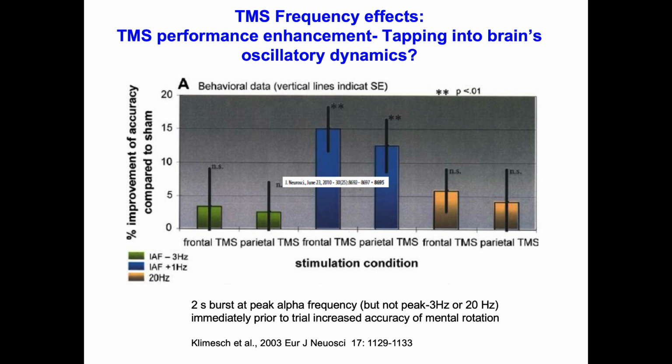And what they found was the accuracy in the task increased quite dramatically. 15% is pretty good. They enhanced the people's response by stimulating at their own alpha frequency. Whereas when they stimulated at 3 hertz less than their alpha frequency, or just at 20 hertz, they didn't see this enhancement. So the reason that the frequencies interact with the brain the way they do may have to do with the brain's own oscillatory dynamics.